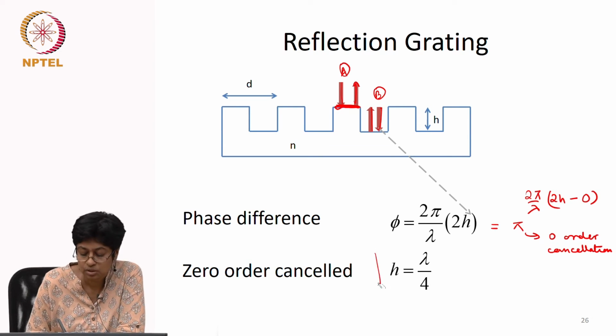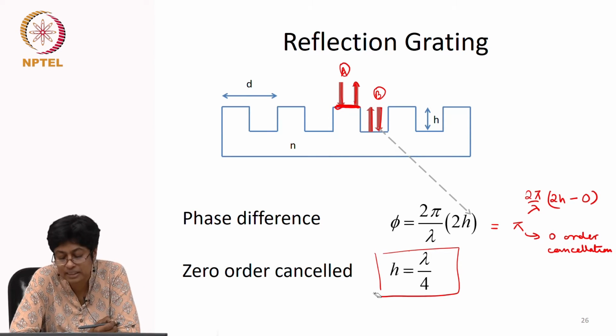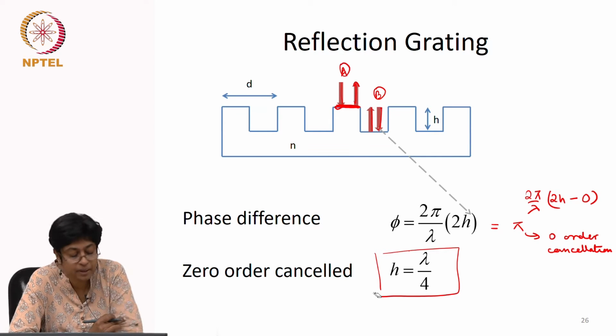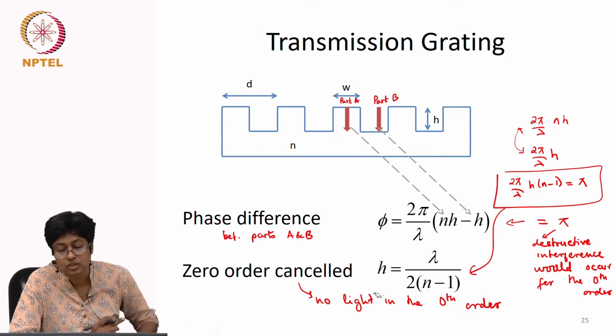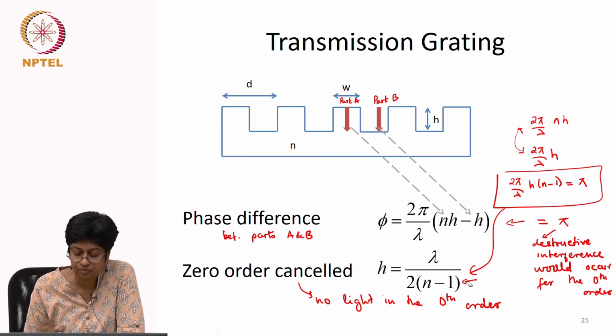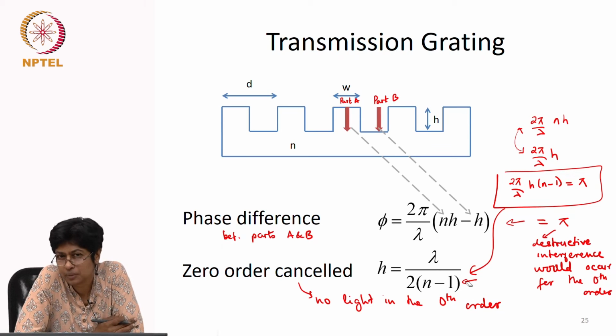It reduces to this. So in a reflection grating, if I want to cancel the 0th order, I have to choose the height of the grating to be lambda by 4, whereas in the case of the transmission grating, I had to choose the grating height to be lambda by 2, as well as take into account the refractive index. Why do I have to take into account the refractive index?